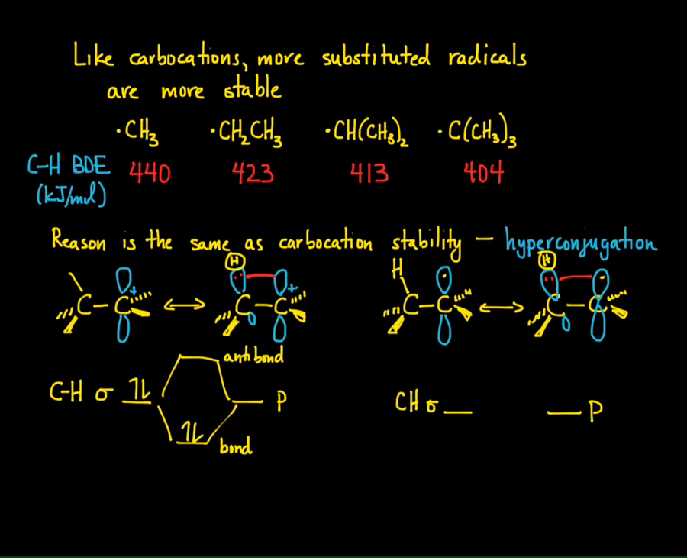Again, looking at the molecular orbital description, I can take that carbon-hydrogen sigma bond and mix it with the p orbital of the radical. The only difference is that now I have 2 electrons from the carbon-hydrogen bond and 1 electron in the p orbital. So we mix them, we get bonding and antibonding orbitals, so to speak. Now we place 2 electrons in the bonding, and 1 electron goes into the antibonding.